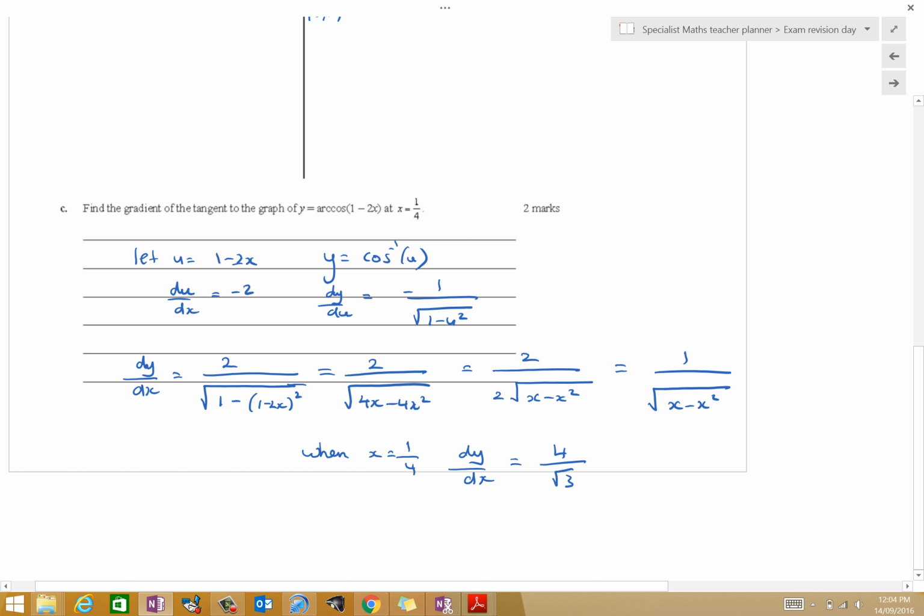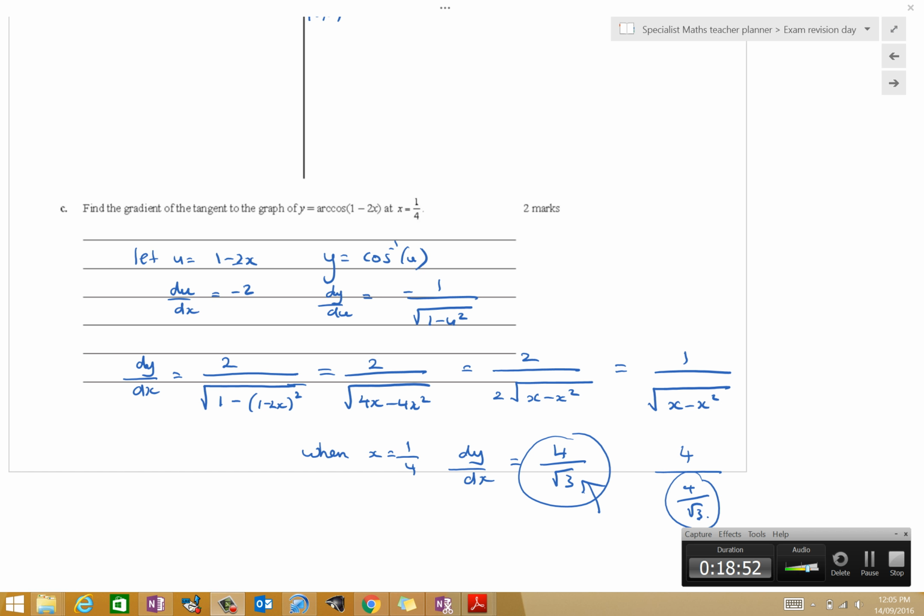Now, you could have rationalised the denominator, but it's not required. Can I just say, though, that if you have a fraction over a fraction, that is not acceptable. If you had something like that, you wouldn't get the answer. It needs to be a simple fraction: 4 over root 3 or 4 root 3 on 3. Okay? All right, I'm going to stop there and we'll resume.